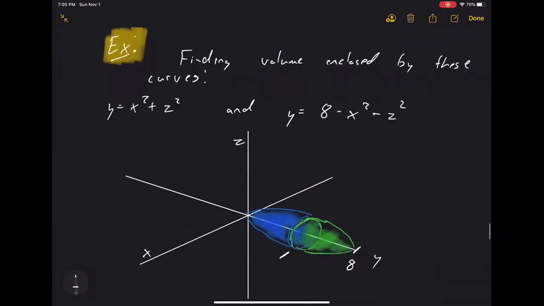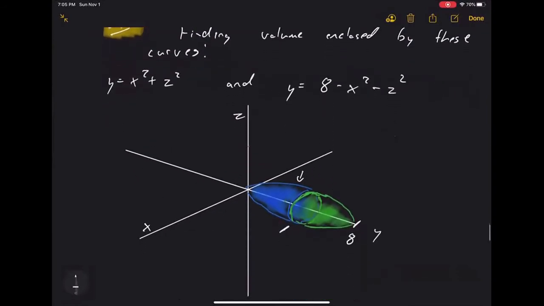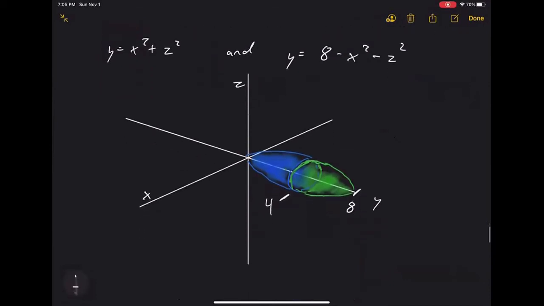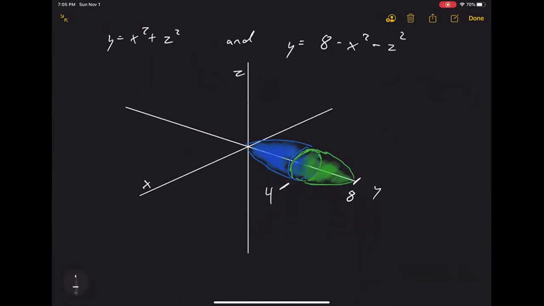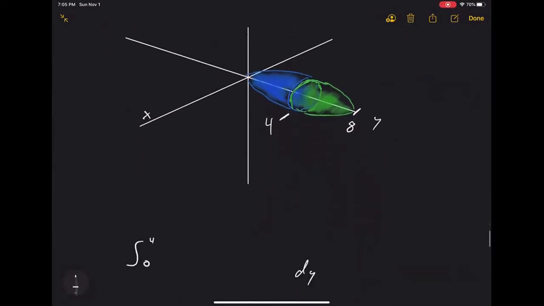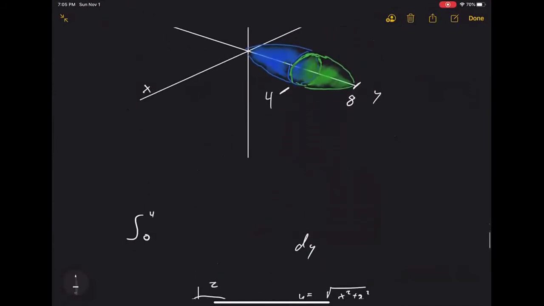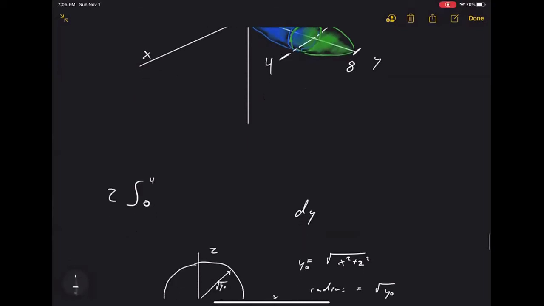So y equals x squared plus z squared, that's this blue curve. y equals 8 minus x squared minus z squared, that's this green curve. And they meet right here at 4, and they give us this oblong football shape. And we're trying to find the volume of that entire thing. Just like last time, we can make this easier by cutting this thing in half, finding the volume from 0 to 4 and then multiplying by 2. So let's set it up like this.